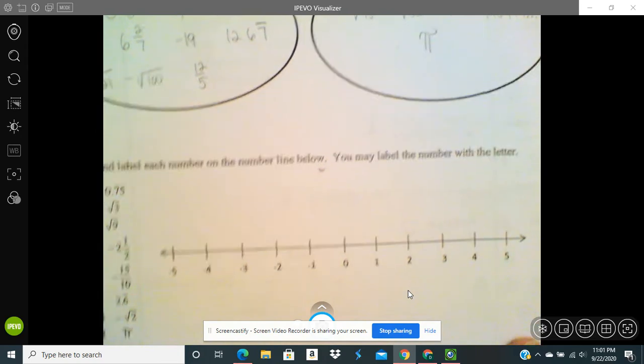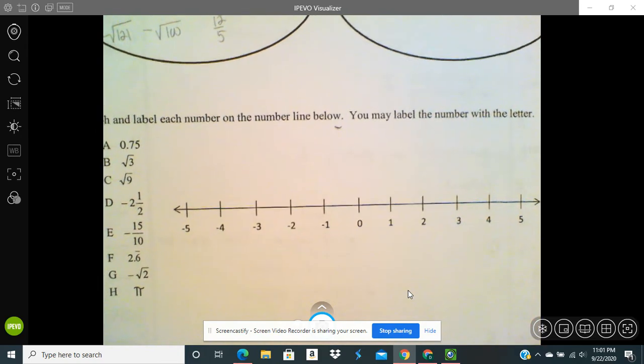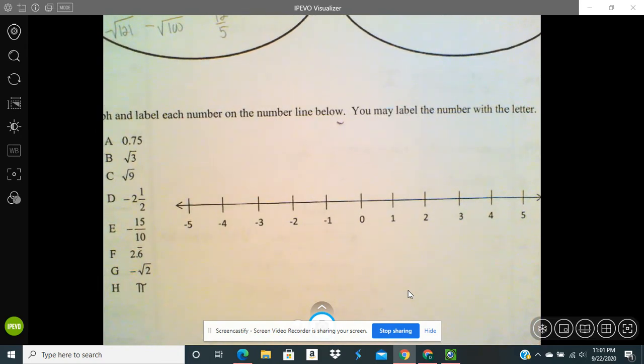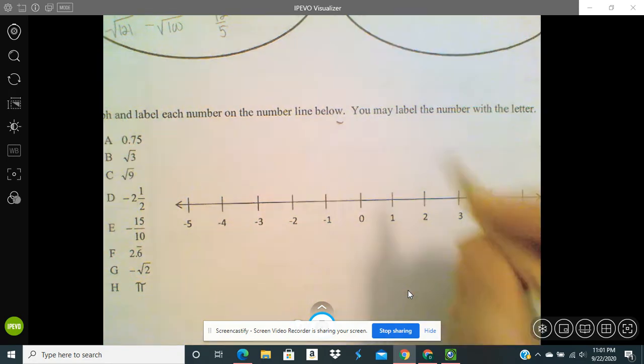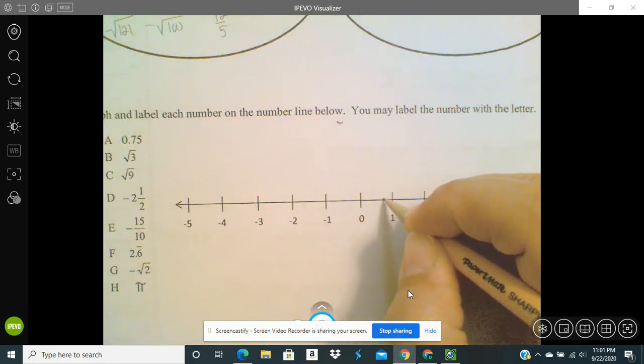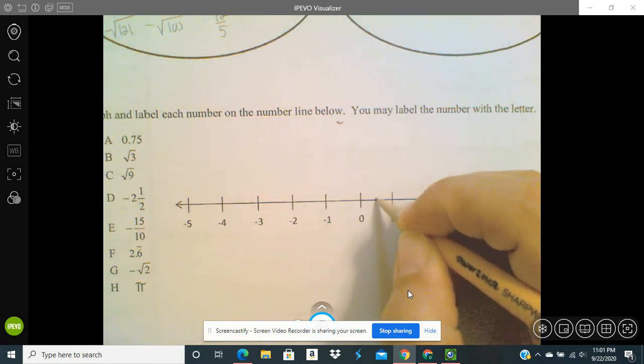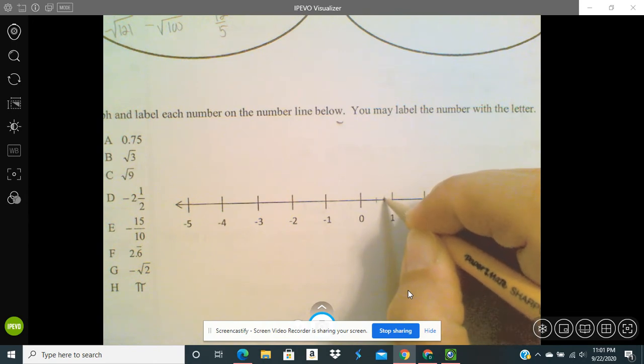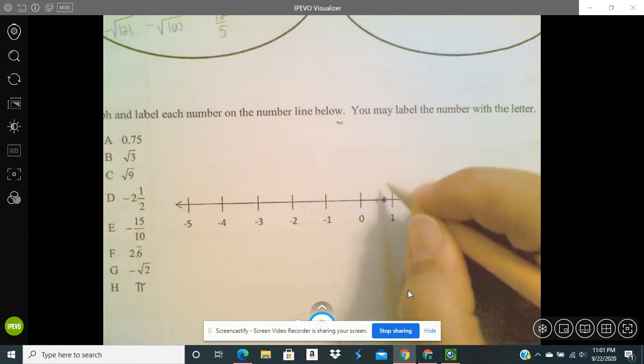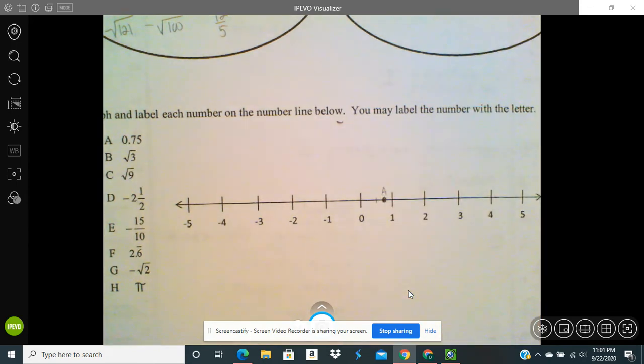All right, let's number these. And this is so 8th grade, but it's always such a good review, especially at the beginning like this. All right, 0.75, that is just before 1. So here's 1/2, and then we go in between, there's 1/3. So let's call this point A.